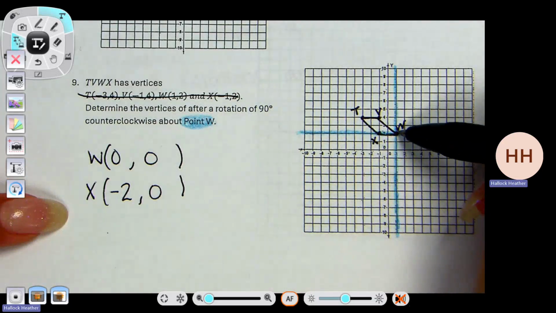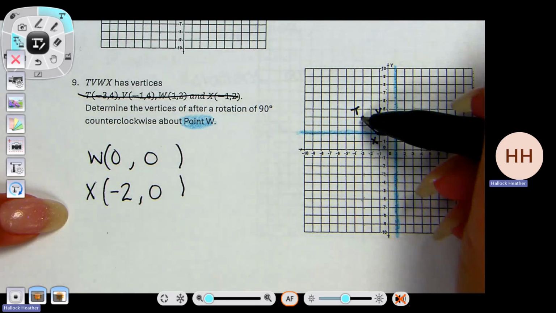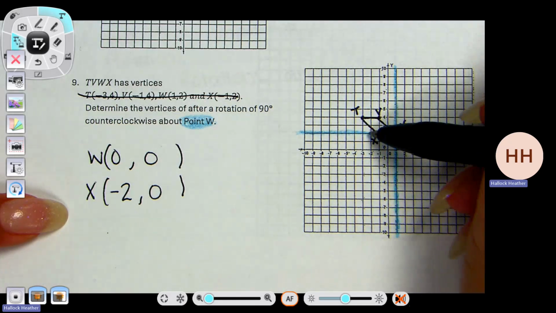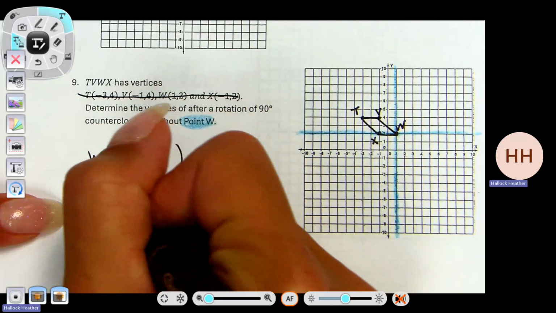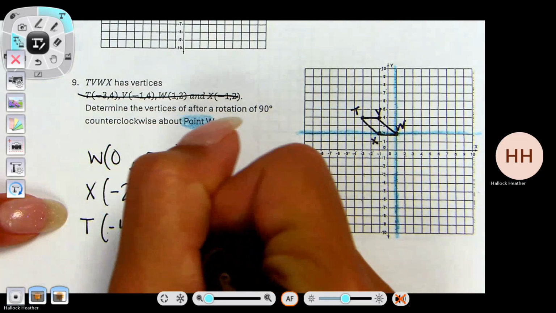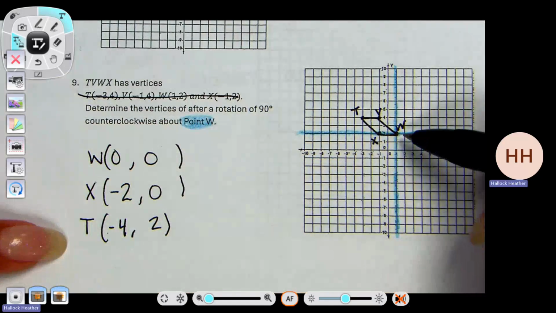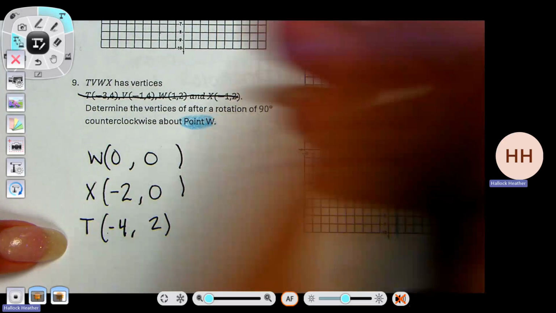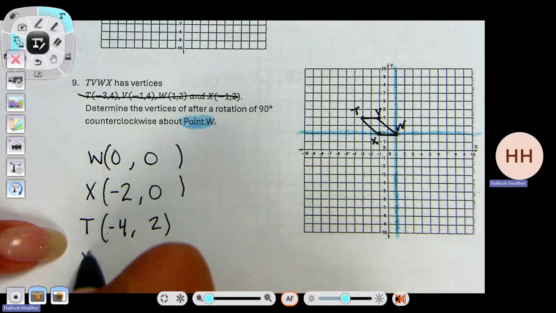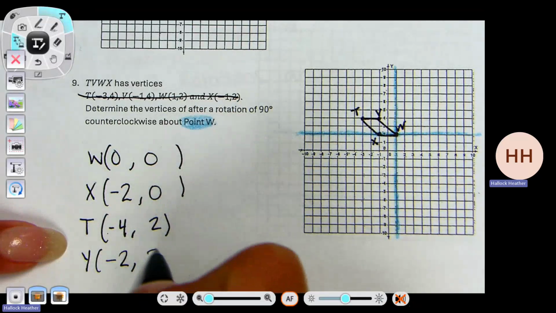T, if I started at W, W is my 0, 0. I'm going left and I'm going up. So I'm going 1, 2, 3, 4, and then up 2. So T is negative 4, 2. The last one I haven't done is Y. Y is over to the left 2, and then up 2. So because it's to the left, it's negative 2, positive 2.